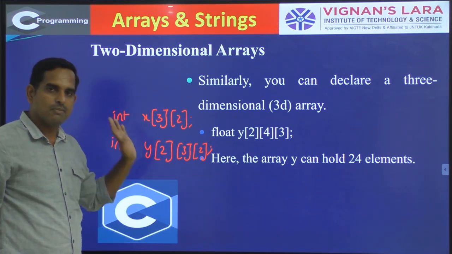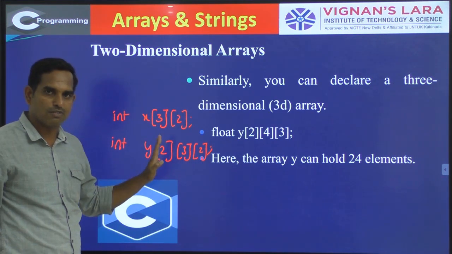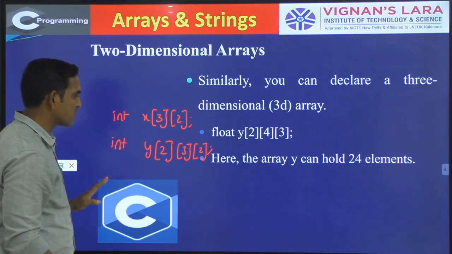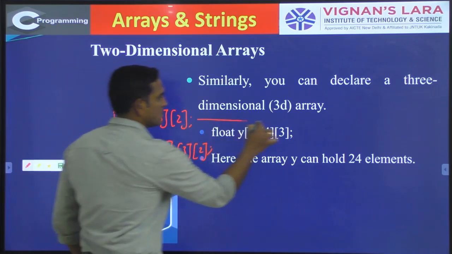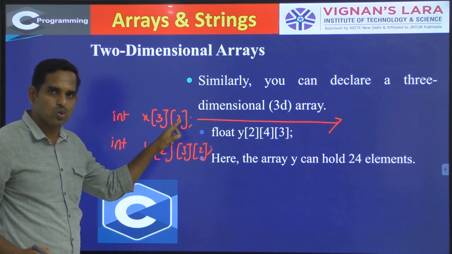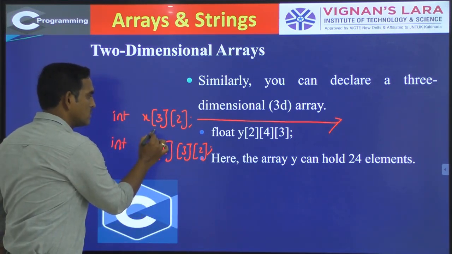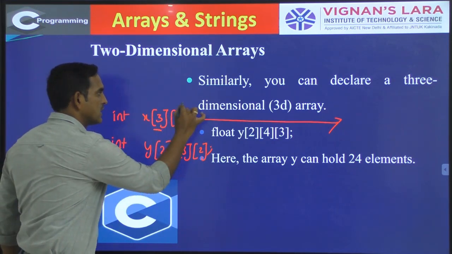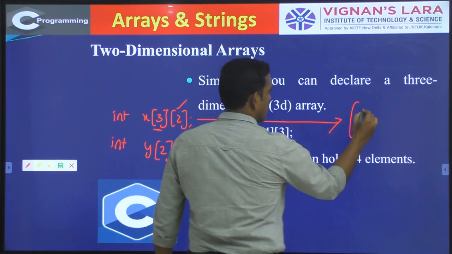So how many elements can it fit? This will be 2 into 3 into 2, so that many elements it can fit. But how to visualize this? When you go for a 2-dimensional array, you can visualize it as 3 rows and 2 columns. That is, you are going to have 3 one-dimensional arrays of 2 elements.